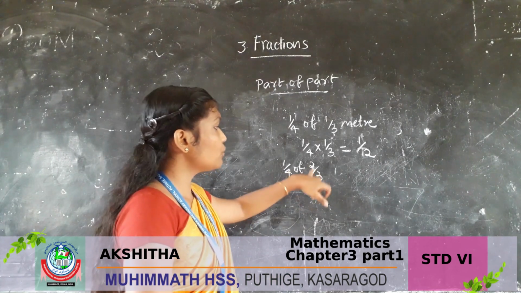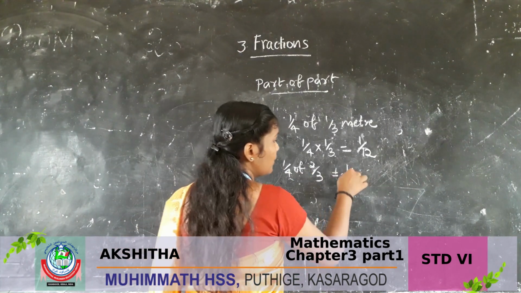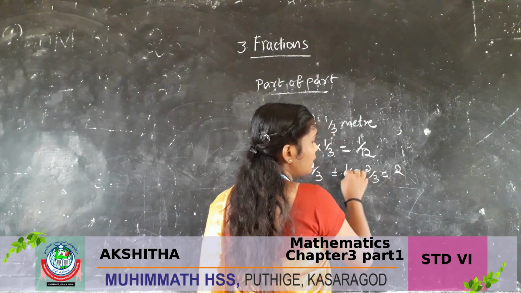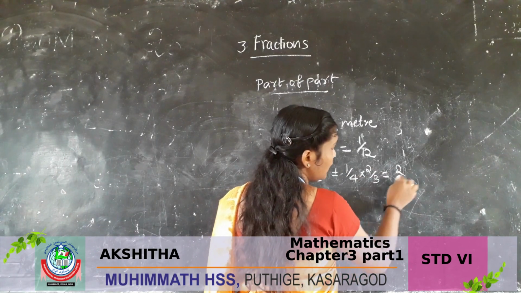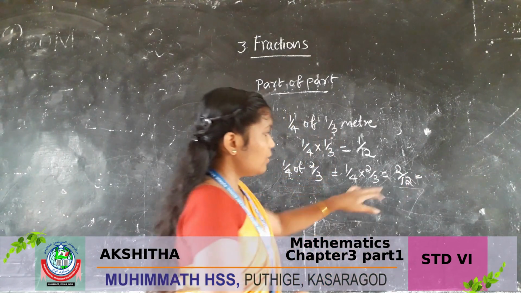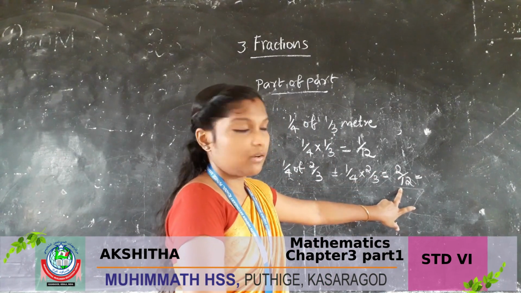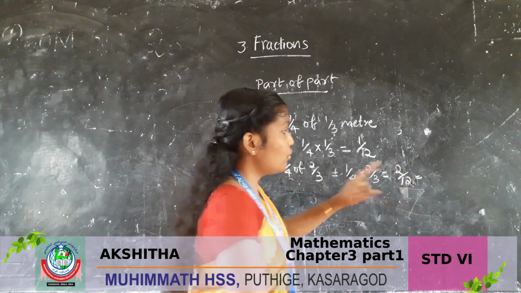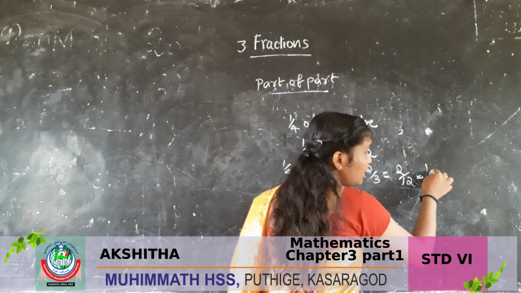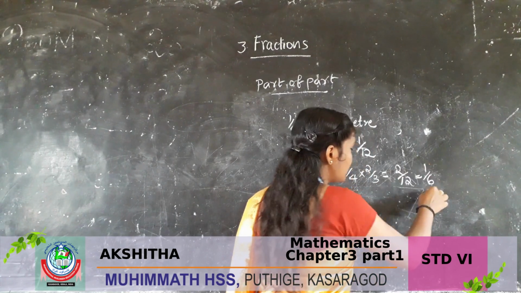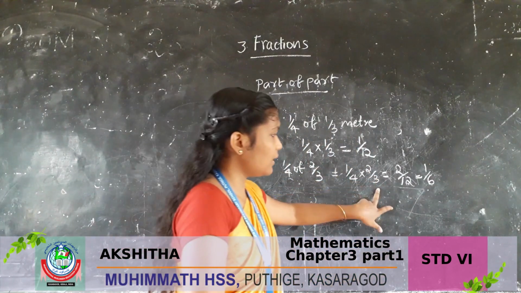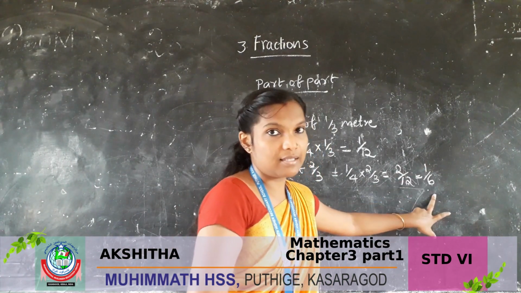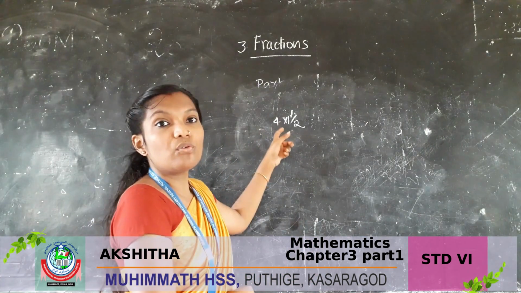How can we calculate this? 1 by 4 of 2 by 3 is equal to 1 by 4 into 2 by 3 is equal to 1 into 2, 2, 4 into 3, 12. So answer 2 by 12. What is the smaller fraction of 2 by 12? 2 we can write 1, 12, 6. 1 by 6 is the answer. 1 by 4 into 2 by 3 is equal to 2 by 12. Smaller fraction of this is 1 by 6. Is it clear?